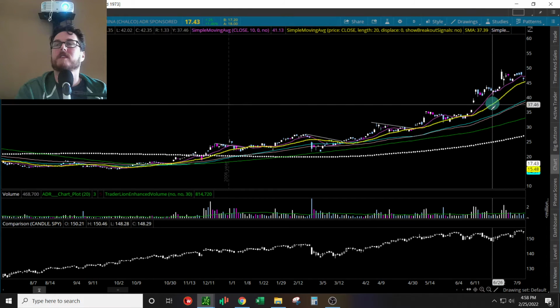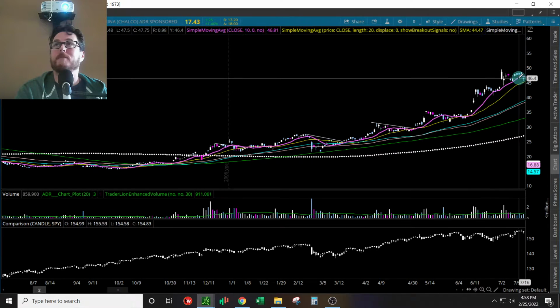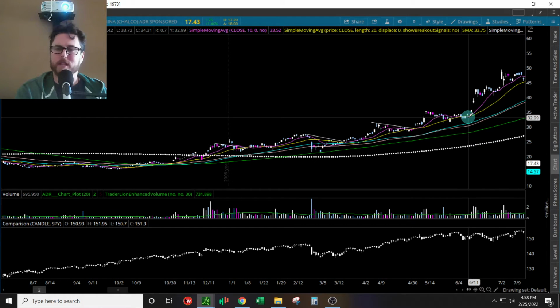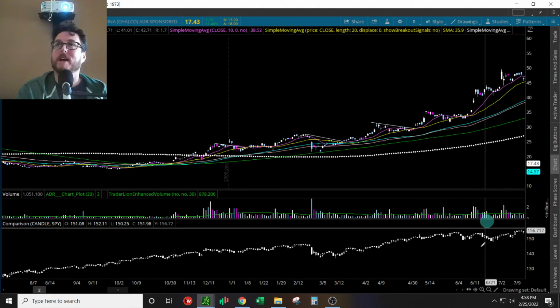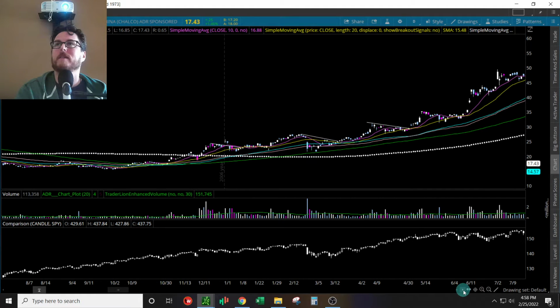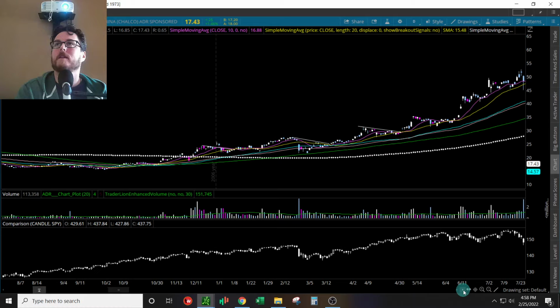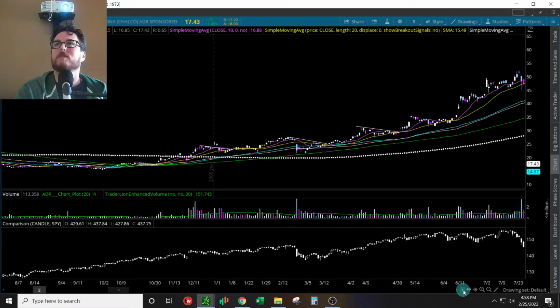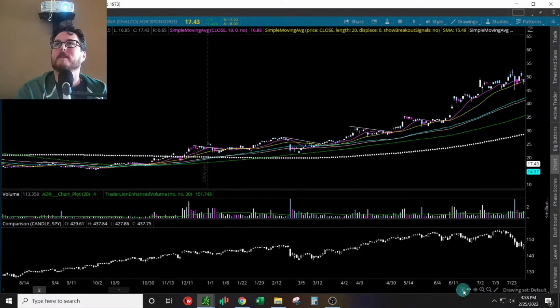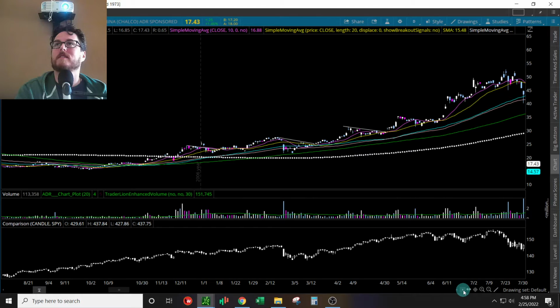So 46 on the second part. That's a 10-point gain on that. And what were we risking? Like 3 points. So this was probably a 2.5, maybe 3R trade. Not bad. And we're still running. Ooh, we're starting to get wily here. Starting to get a little volatile.